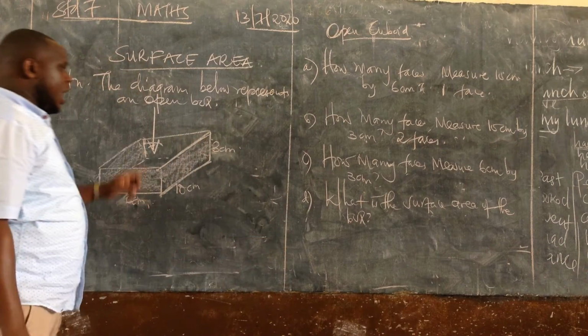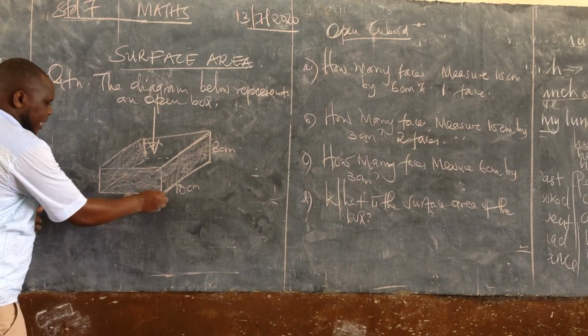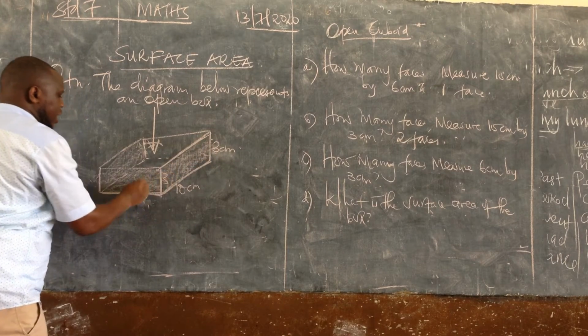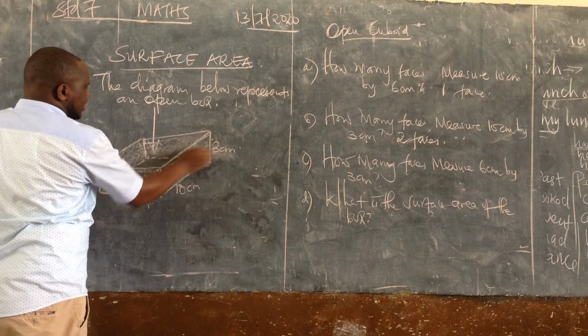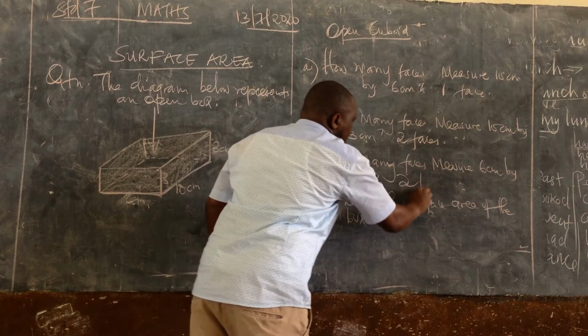Then number 3, how many faces measure 6 by 3? 6 by 3 is this face, the width and height of these 3. So there's this one on this side, and we have another one on the other side. So there are going to be 2 faces.